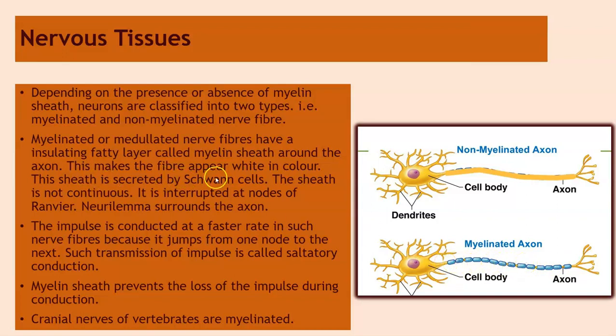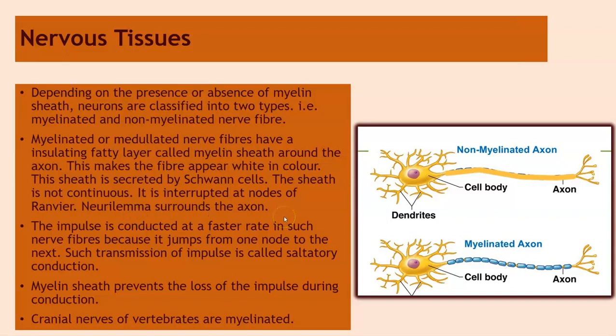Now this makes the fiber appear white in color. This sheath is secreted by the Schwann cells. The sheath is not continuous. It is interrupted at nodes of Ranvier. So it is not a continuous sheet. There are gaps in between, which are called nodes of Ranvier.